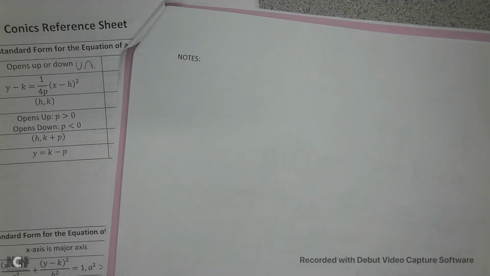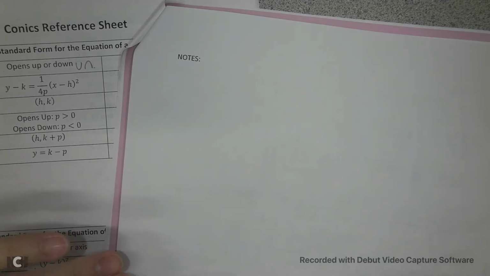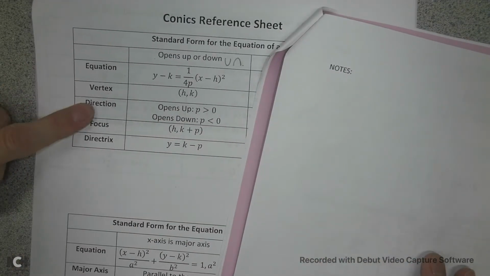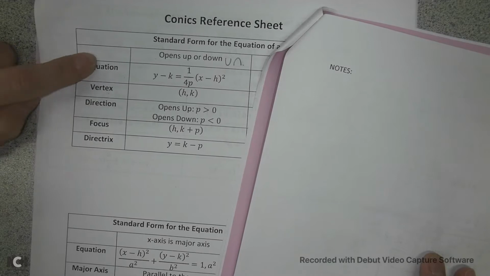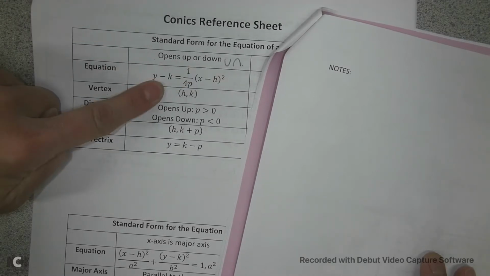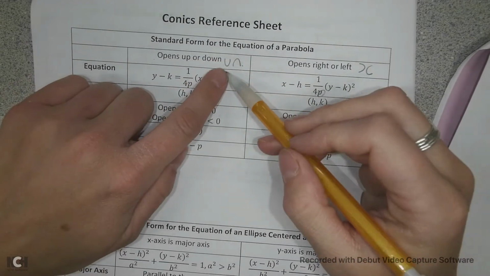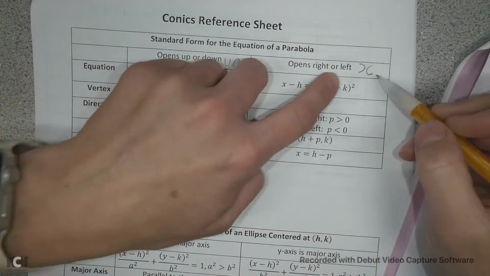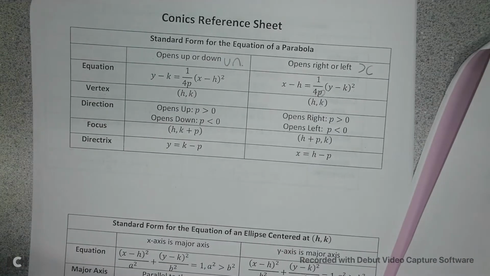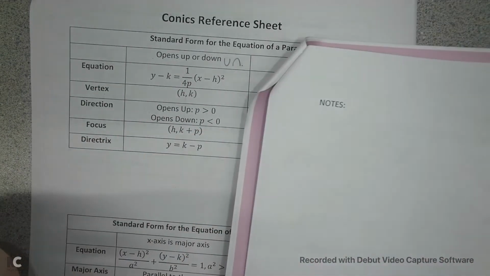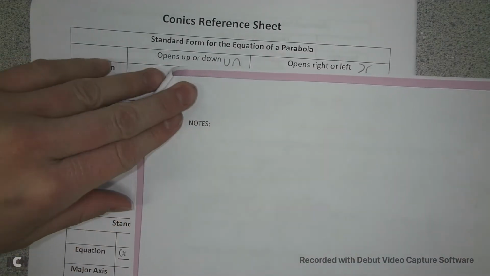All right, today we are using the equations of our parabolas to figure out our vertex, direction, focus, and directrix. So we're using this to help get these. Now, there are two different types: those that open up or down, and the parabolas that open left or right. So we've got to figure out what type we have to start with.